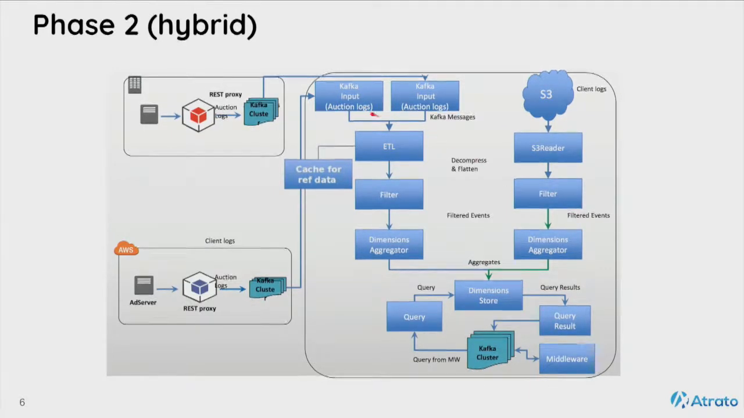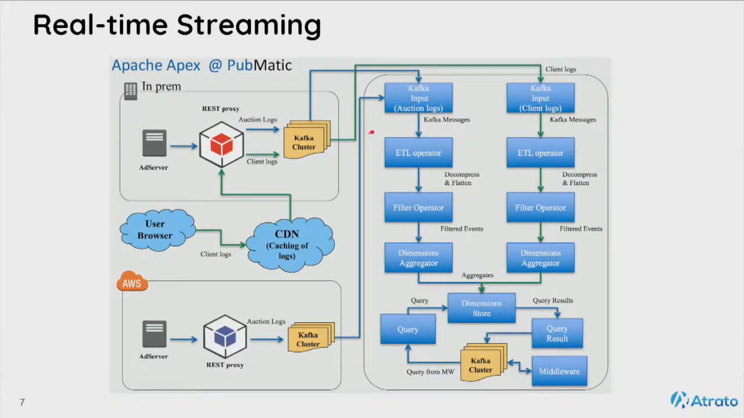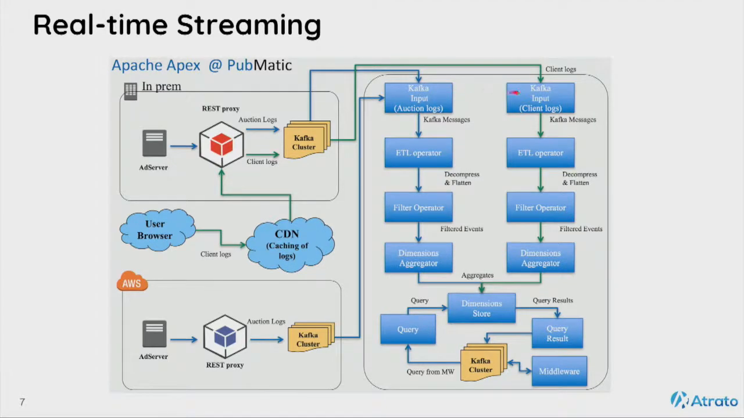You see that the S3 reader was replaced with Kafka input that directly gets data from there. And again, in the final picture, you see that all the data comes through Kafka, and the rest of the pipeline processing remains the same.